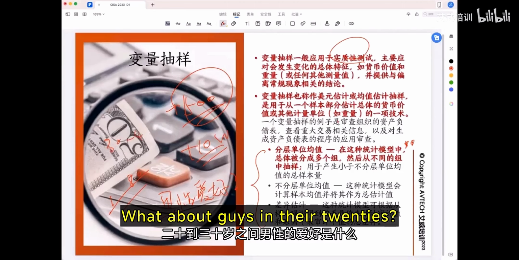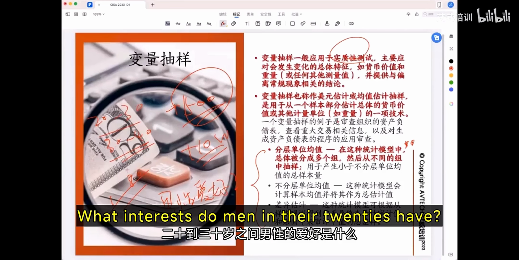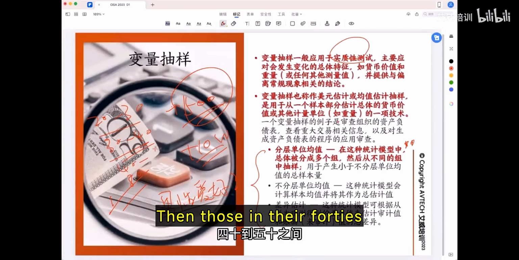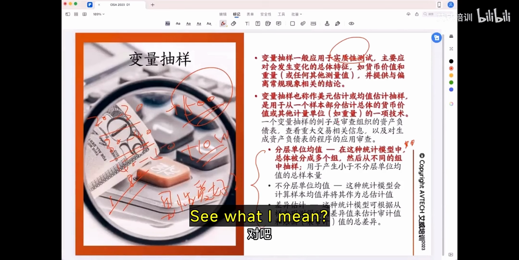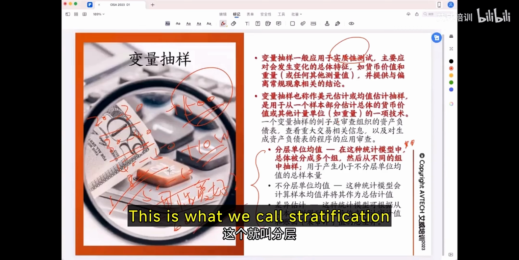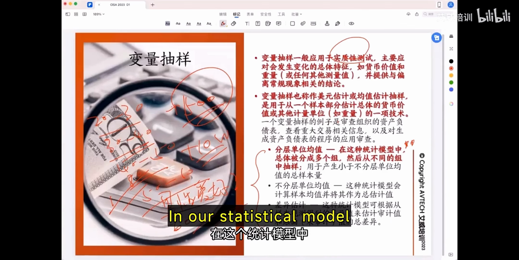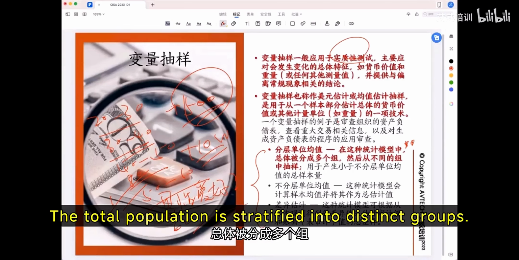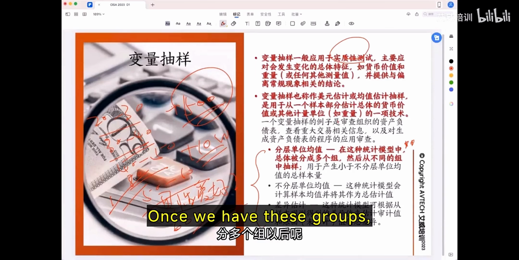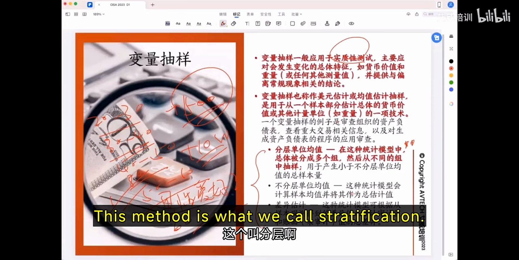What about guys in their 20s? What interests do men in their 20s have? Then those in their 40s. See what I mean? Those in their 50s. And those over 60. Right. This is what we call stratification. Makes sense. So why do we stratify? In our statistical model, the total population is stratified into distinct groups. Once we have these groups, we take samples from each group. This method is what we call stratification.